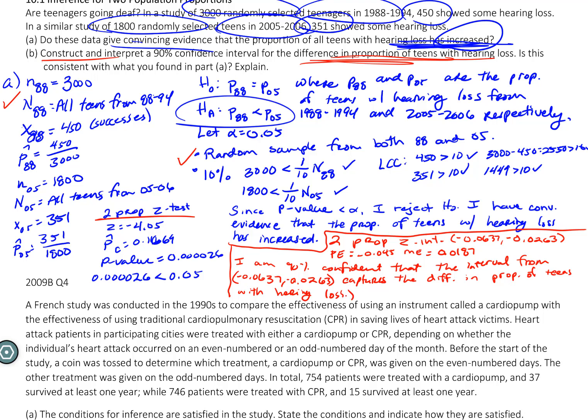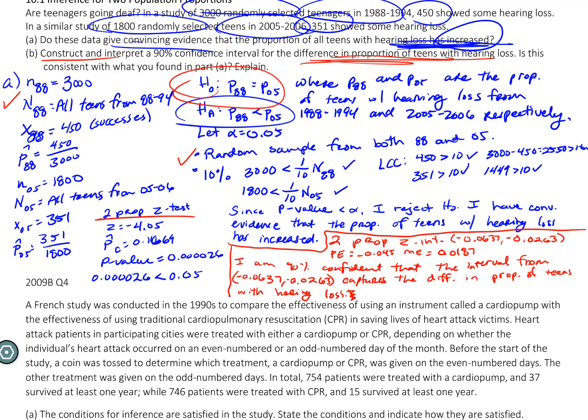And then the question here, I'm obviously out of room to answer it in writing, but I'll verbally tell it to you here. So the question is, is this consistent with what you found in part A? Well, what do we see here? The interval is entirely negative. So is 0, a difference of nothing, a plausible value based on our confidence interval? And we would say no, right? Because 0 is not captured in the interval. So what does that actually tell us? Well, we know that the null hypothesis would then be false, because it's not plausible that those two proportions are identical.